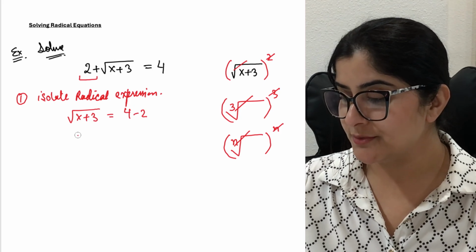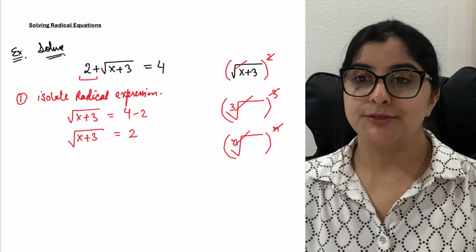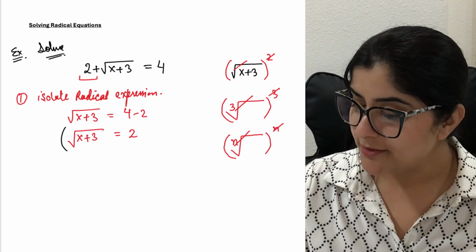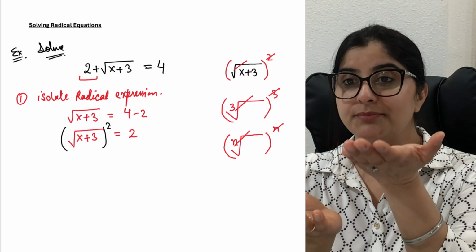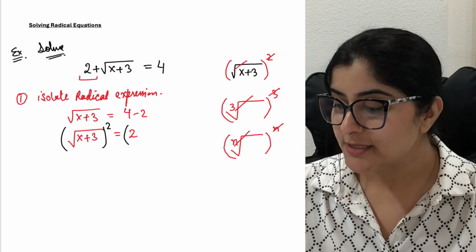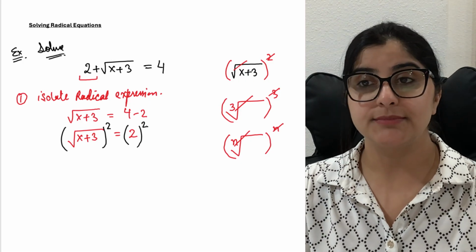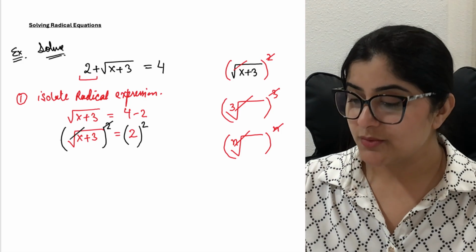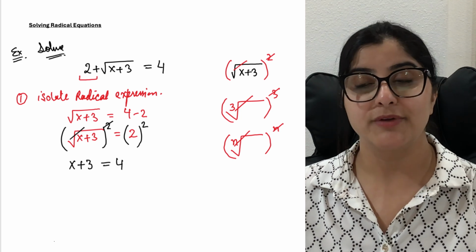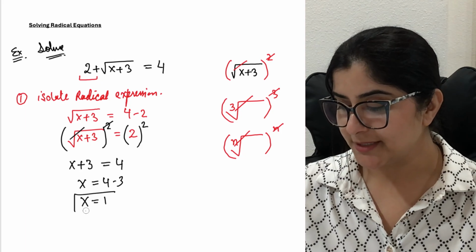We say 4 minus 2, we get the square root of x plus 3 is equal to 2. Now we are ready to get rid of the square root by taking the square. If we are doing something on one side of an equation, we do the exact same thing to the other side as well, so that both sides remain equal. So we square both sides. The square and square root cancel each other. We get x plus 3 is equal to 4, and now we have to isolate x. Subtract 3 on both sides, and we get x equal to 1.